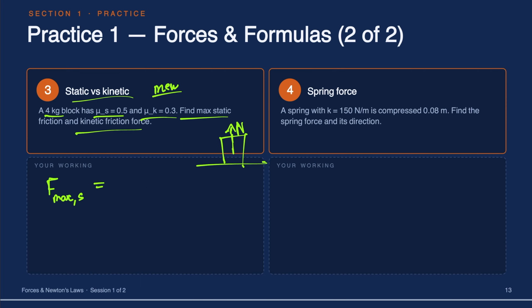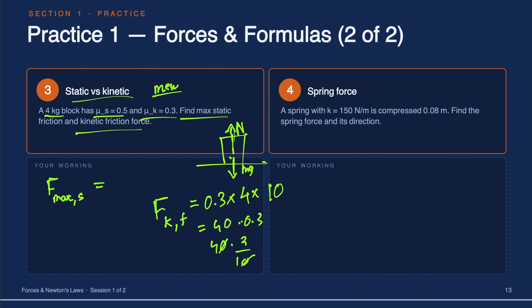And then let's find the kinetic friction force. F kinetic friction is going to be equal to mu kinetic, which is 0.3, times, same thing, the normal force, because the block is over here, so the normal force is just going to match the force of gravity, which is mg. So 4 times 10, or 40, times 0.3, 40 times 3 over 10, right? So this should just give you 12 newtons. Pretty straightforward, right?